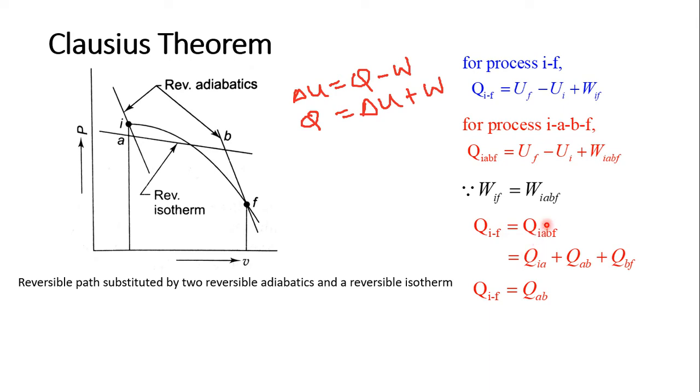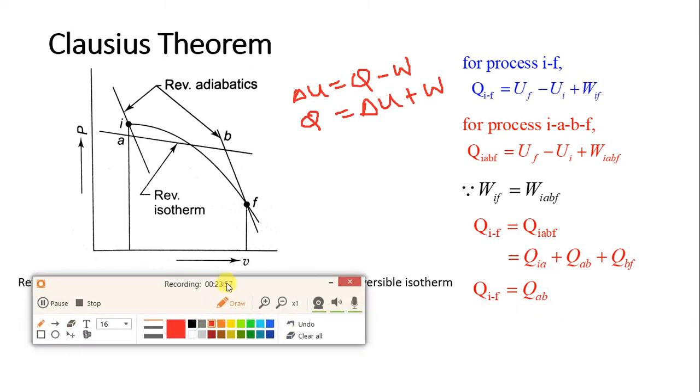Now what is this QIABF? It will be QIA plus QAB plus QBF. And if you consider this equation, some important concept you can see over here. Let me show you that. What is the process IA? It is reversible adiabatic. What do you mean by the word adiabatic? Heat transfer is 0. So heat QIA, this value will become 0.